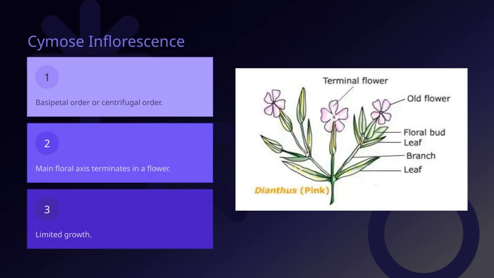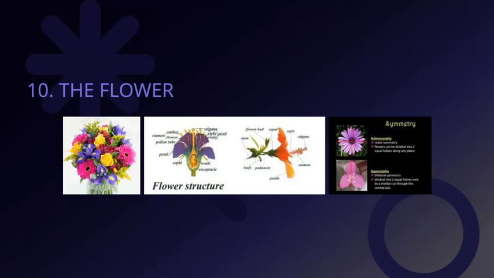Finally, we have the term cymose inflorescence. This is a type of flowering arrangement where the main axis ends in a flower, and subsequent flowers develop on side branches or pedicels, often in a specific order. Understanding this helps us see how certain inflorescences are organized, which is key when identifying plant types. Overall, this slide highlights how the structure and development pattern of these inflorescences influence the plant's flowering display and reproductive strategy.